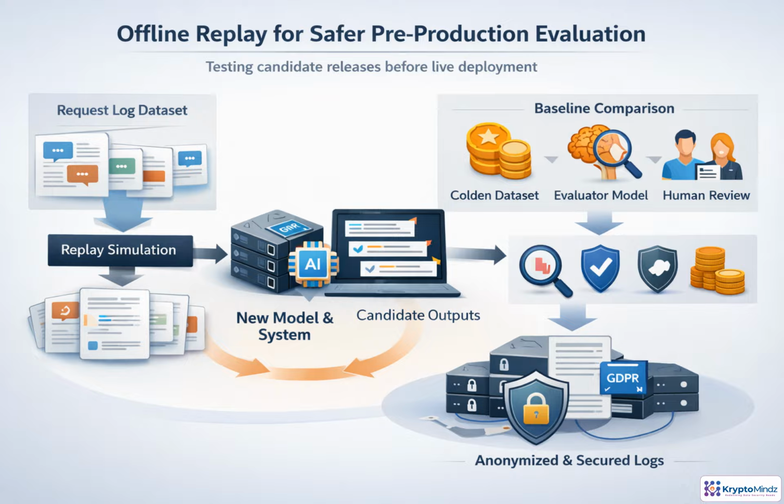The key discipline is governance. Replay data should be anonymized, access controlled, and retained only as policy allows. If the candidate beats the threshold, it can move forward.